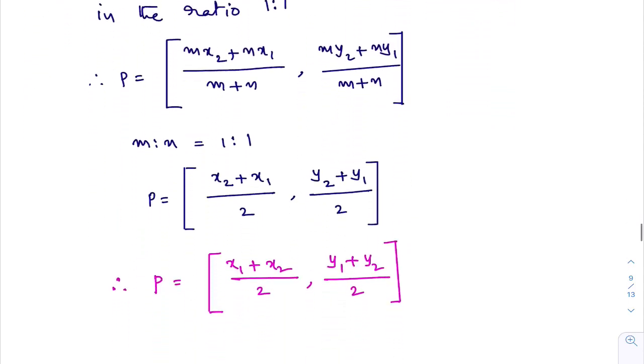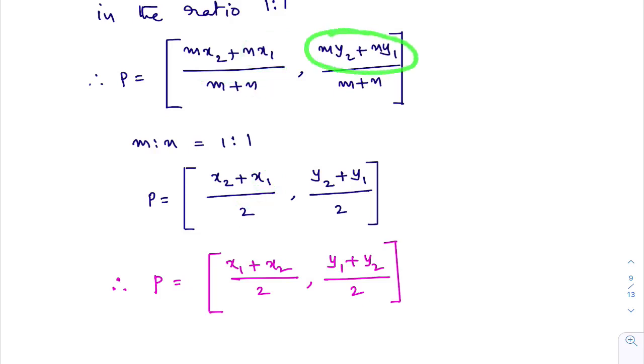Now, in this formula, wherever m is there, you write 1. Wherever n is there, you write 1. You see here, 1 into x2 is x2. I written x2 here. I hope you are understanding. Plus nx1, that is 1 into x1. 1 into x1 is x1 only. That is what I written here. Okay. Divided by m plus n. M plus n means 1 plus 1. 1 plus 1 is what? 2. Okay.